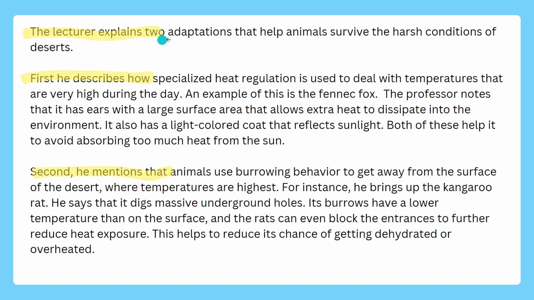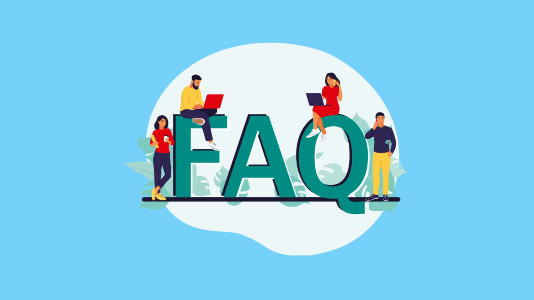Here's a sample answer. And here it is with the template highlighted. The lecturer explains 2 adaptations that help animals survive the harsh conditions of deserts. First, he describes how, and then it's the first adaptation. Second, he mentions that, and I summarize the second adaptation. All right, so that is it for the basic templates. I'll close the video by answering a few questions that I am frequently asked about templates in the TOEFL test.